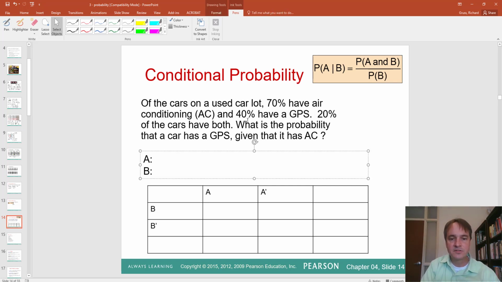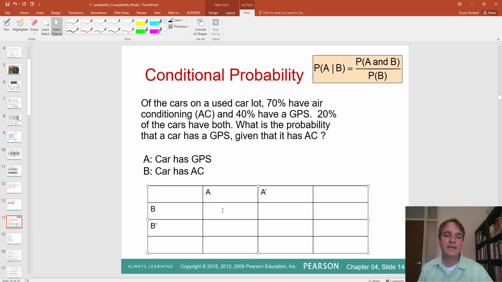Okay, so since we want to use this formula as it's written up here, we want to have B be the thing that's given. So let's define event B as that the car has AC. Okay, so the car has air conditioning is event B. And we'll define event A as the car has GPS. Okay, so we've got our two events. So let's go ahead and fill out this contingency table to organize what we know. Okay, so let's go ahead and see if we have enough information to fill in enough of this table that we can deduce the rest.